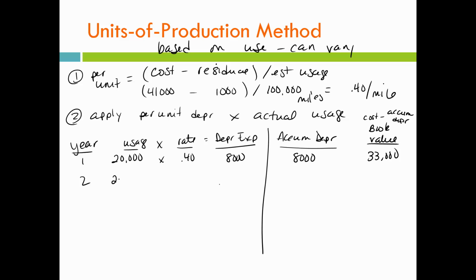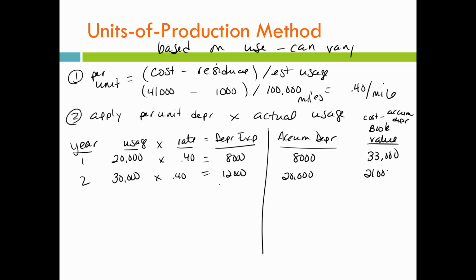In year 2, the actual usage was 24. I'm sorry. Yeah, what do I have in there? Oh, sorry, 30,000. I'm looking at a different problem. 30,000 miles times 40 cents means my depreciation expense in year 2 is 12,000. So my accumulated depreciation, in the first year I put 8,000 in, the second year I put 12,000 in.